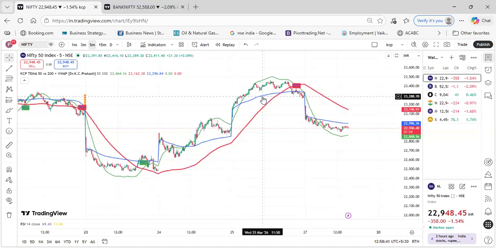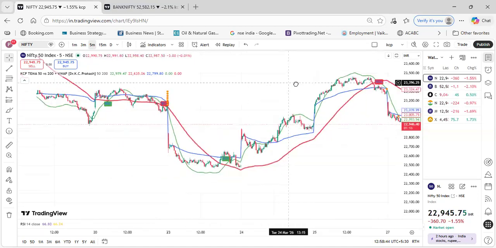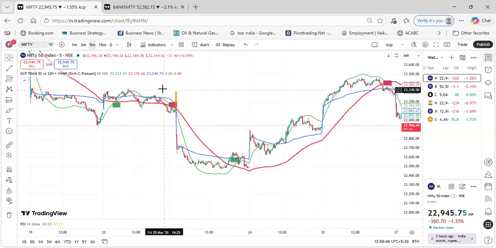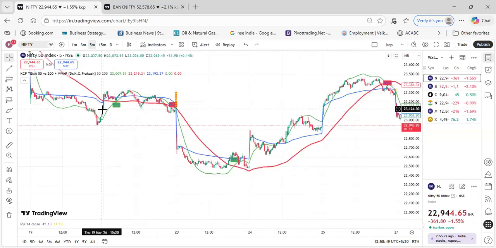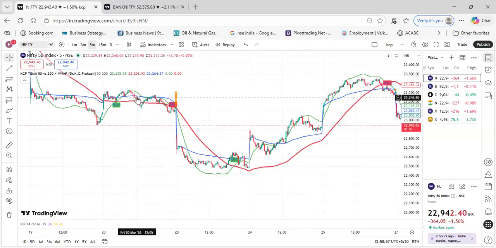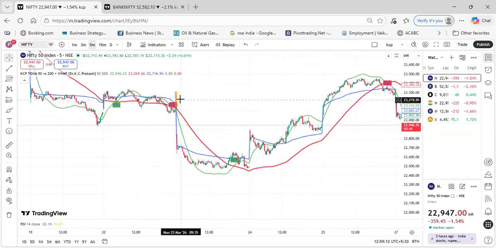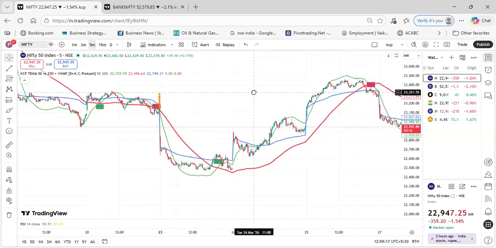So now check your chart. You tell me how this situation comes. When the sideways market comes, you can clearly understand that the price, I'm using a 5 minutes time frame, is near to VWAP and not going anywhere between the 50 TEMA line and 200 TEMA line. Then this is not a right entry. This is not a trending market. This is only sideways. This day you can avoid trading. So that's why this indicator is more powerful.